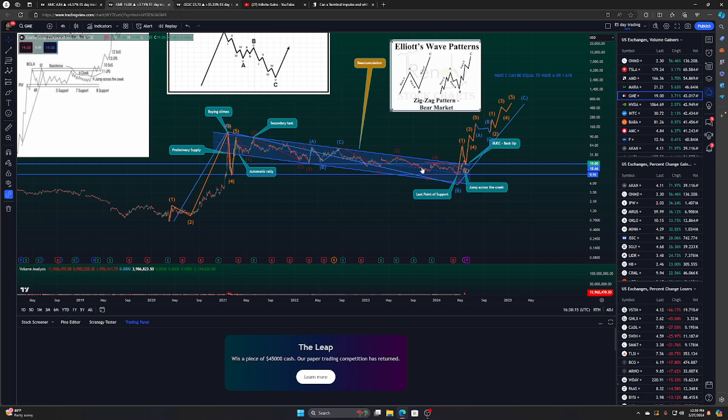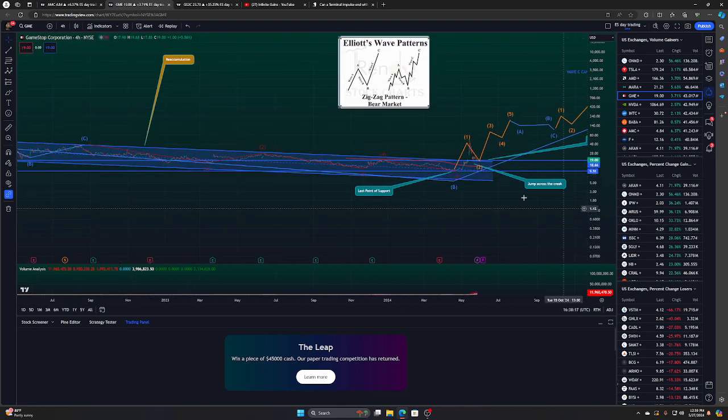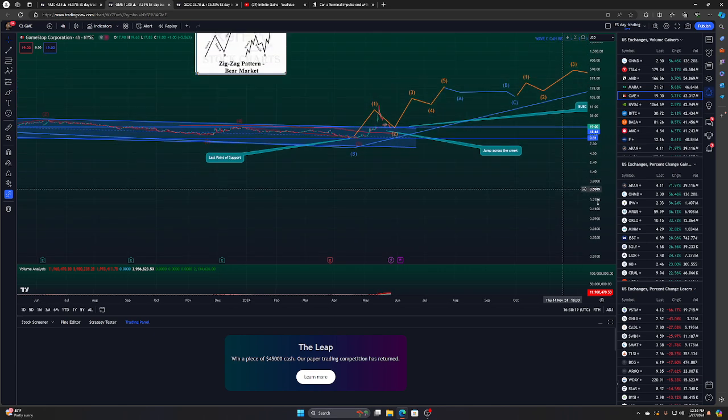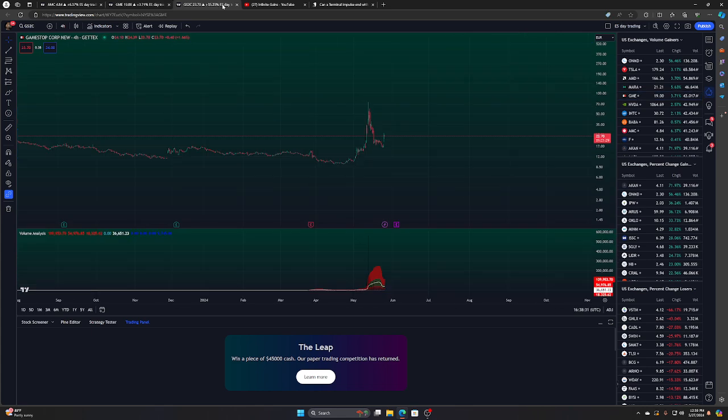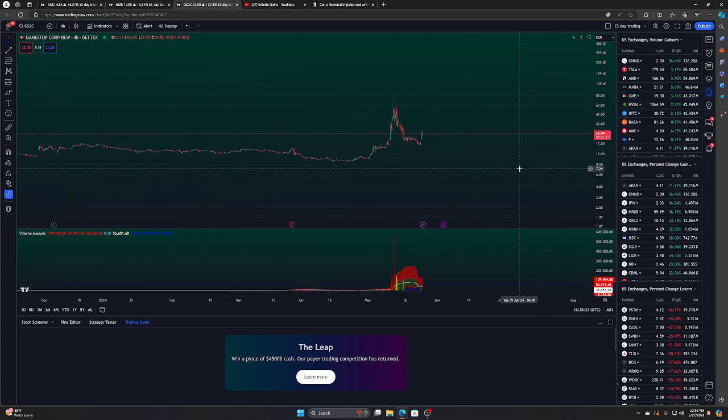And again, if this is 1, 2, you would want to see an impulsive move up on the third wave. So that typically means we're going to be moving pretty fast. And what are we seeing here, guys?